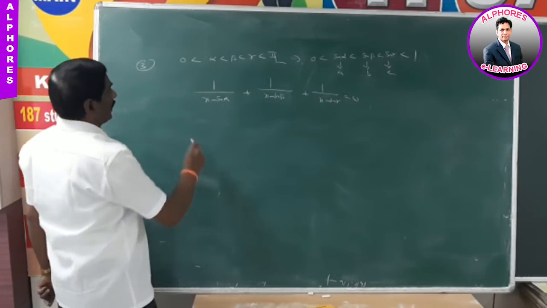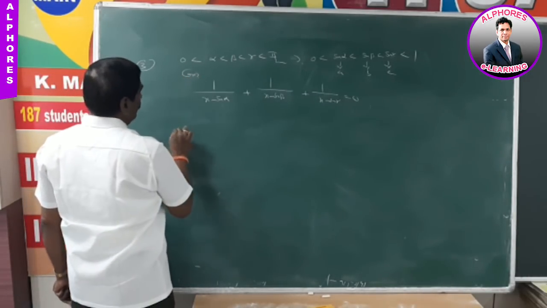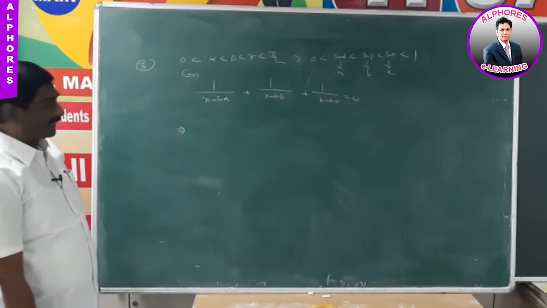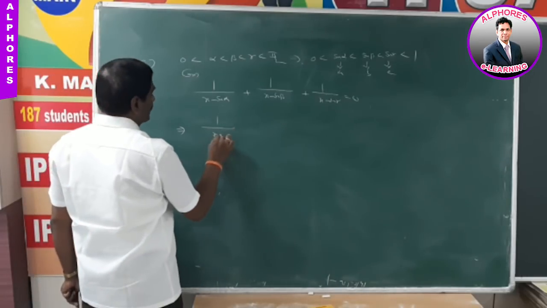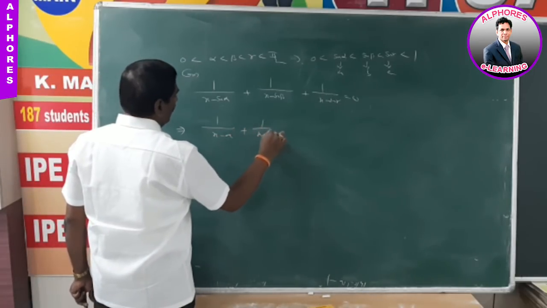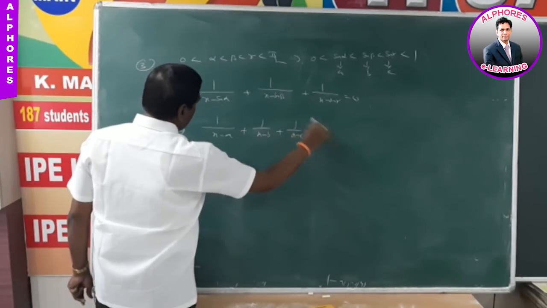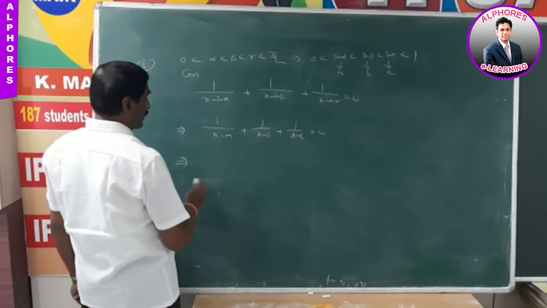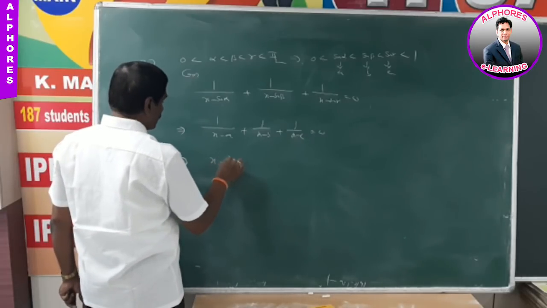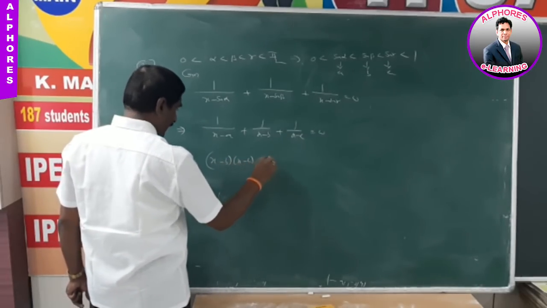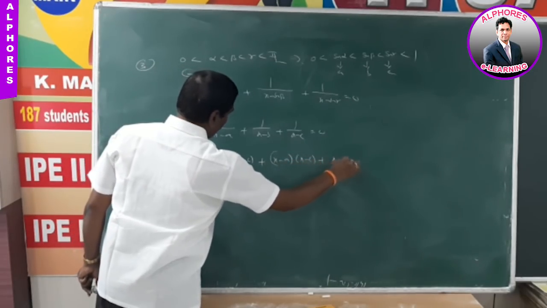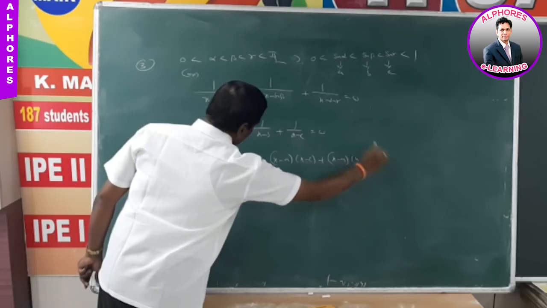Now the given equation is 1 by x minus sin alpha plus 1 by x minus sin beta plus 1 by x minus sin gamma. That implies 1 by x minus A plus 1 by x minus B plus 1 by x minus C is equal to 0. LCM is x minus A into x minus B into x minus C. After cross multiplication, we get x minus B into x minus C plus x minus A into x minus C plus x minus A into x minus B is equal to 0.